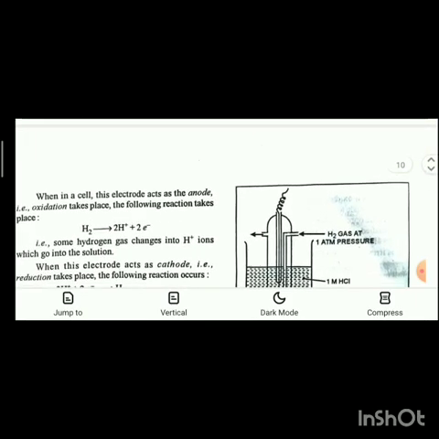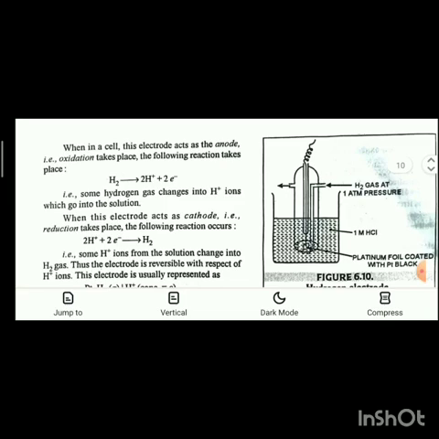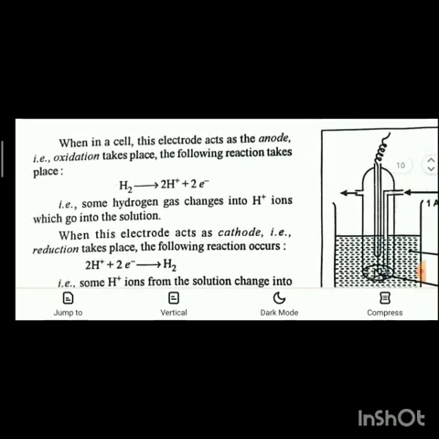Hydrogen electrode. The design of the hydrogen electrode, which is in fact a general design for any gas electrode, is shown in the figure. In the standard or normal hydrogen electrode, hydrogen gas at 1 atmospheric pressure is passed into 1 molar HCl acid in which a foil of platinized platinum remains immersed. When in a cell, this electrode acts as the anode, oxidation takes place. The following reaction occurs: H2 to form 2H+ plus 2 electrons.